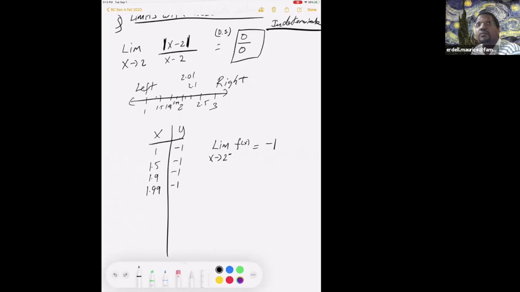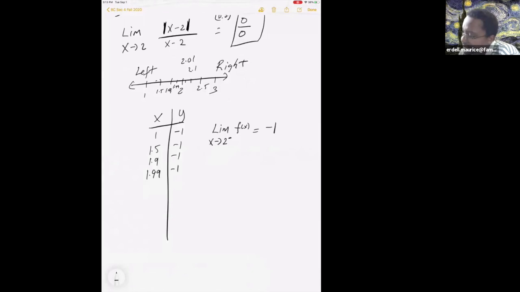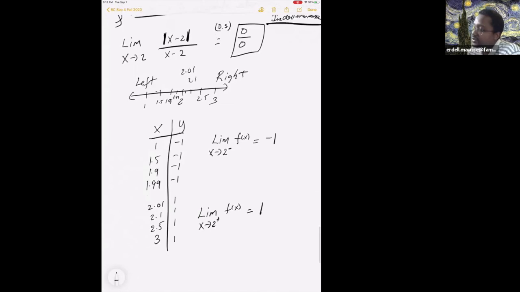Okay? I plugged these all in at home already. If I plugged in 3, 2.5, 2.1, 2.01 into this function, the answers I get are 1, 1, 1, and 1. And so down here, the limit as x approaches 2 from the right for my function is 1. So with all of that information, can somebody tell me what the answer is going to be? What's this limit going to be?